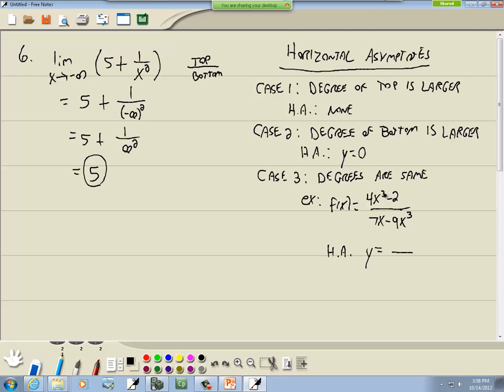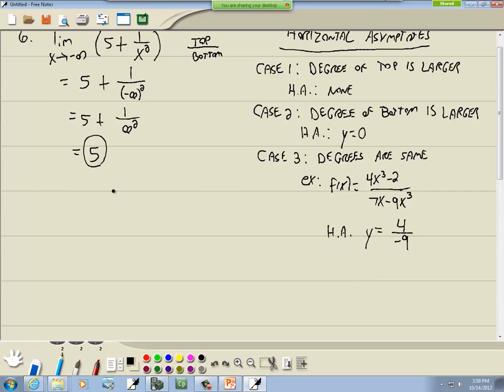The degree of the top of this example is 3, degree of the bottom is 3, so the degrees are the same. We take the number off the front of the x to the largest power. Like this is 4, and this one is negative 9. And I create a fraction out of them. Now, it's a very simple concept, but when I start writing down standard form and leading term and coefficient and so forth, it gets confusing for students. It's a very simple idea. Well, let's take a look at some problems.